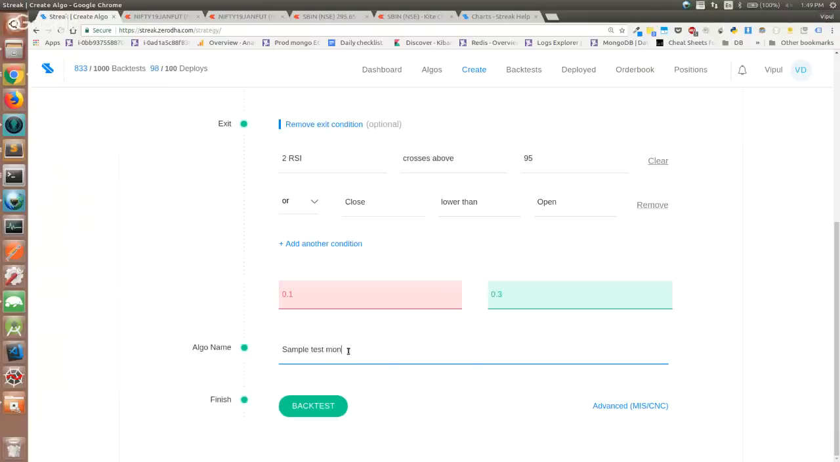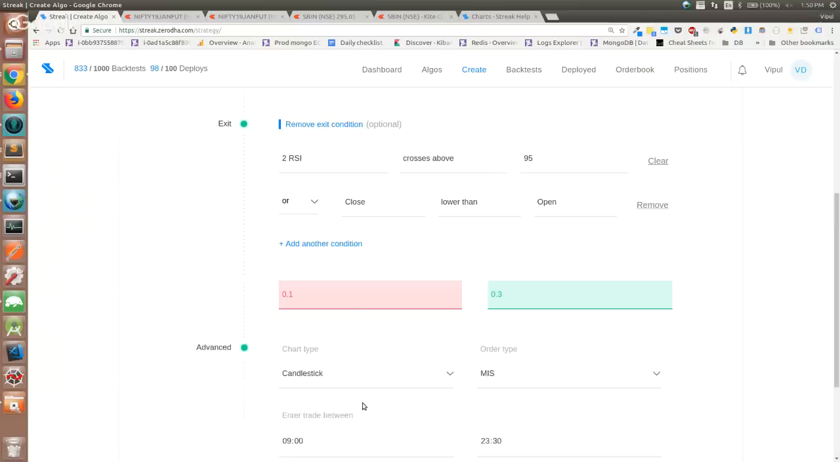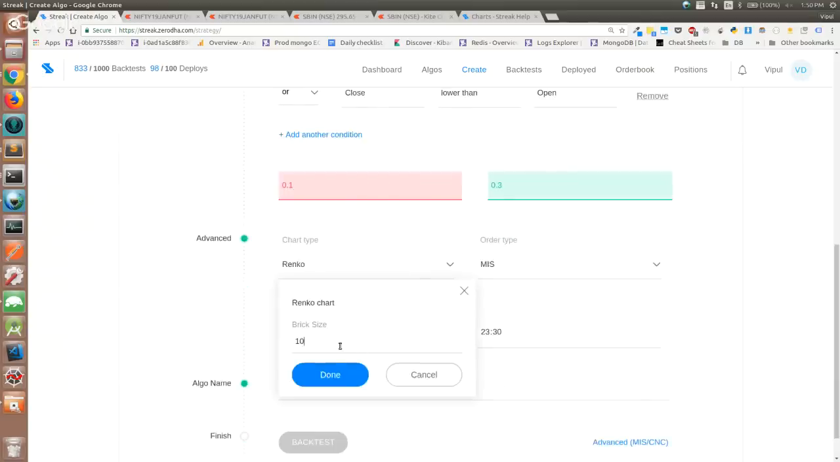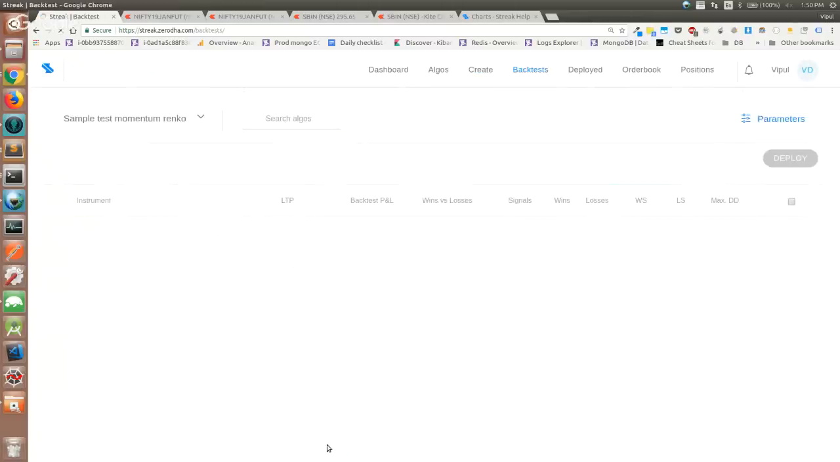So this is momentum. Again, all of this is completely transparent. It's with you. You can test it out, make sure it does well.